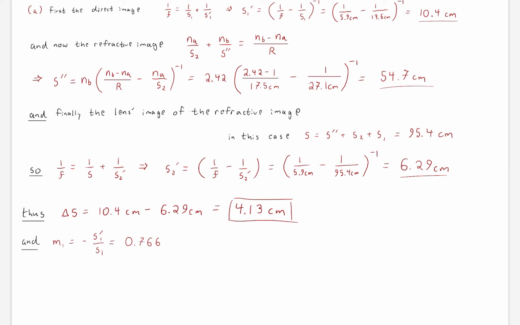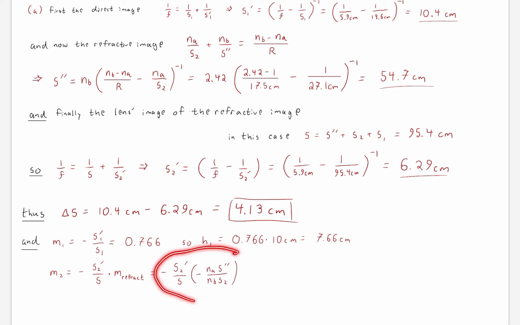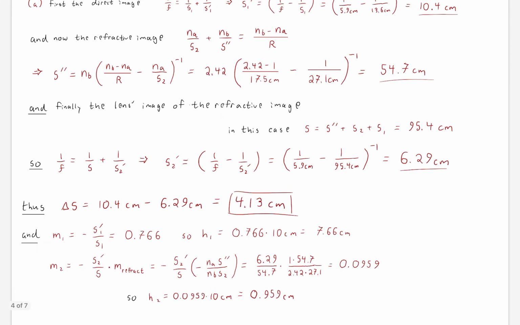All right, and then we can compare our magnification, so we can find the magnification of the primary image. That gives us H1, the primary image formed by the lens, the one we never cared about a secondary image for. So that gives us a height of 7.66 centimeters, and then we can find M2, which is going to be a total magnification. It involves two steps: the magnification formed by refraction multiplied by the magnification formed by the thin lens, treating that image as its object. And so that gives us a total magnification of 0.0959, or a height of 0.959 centimeters.